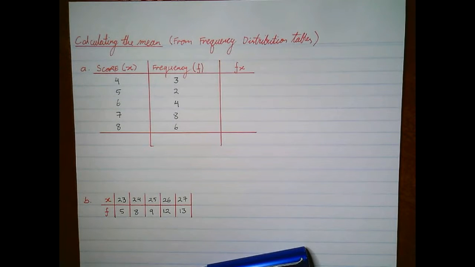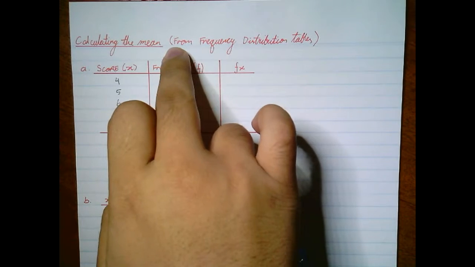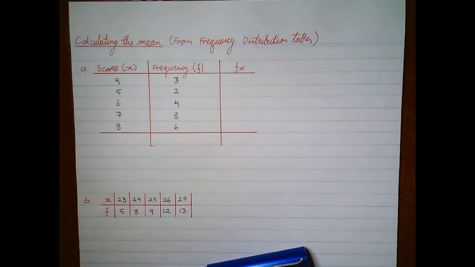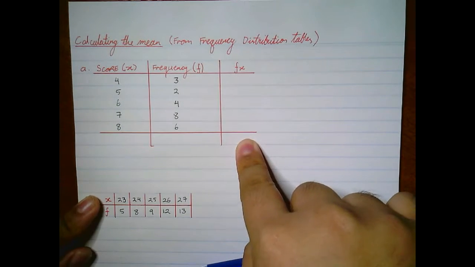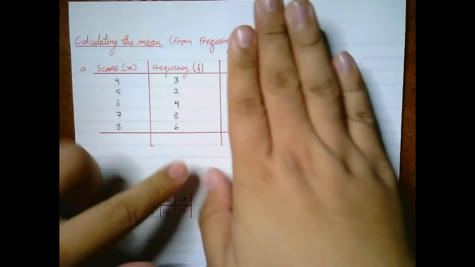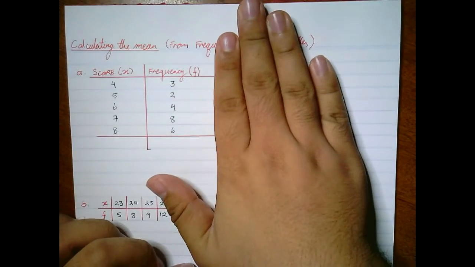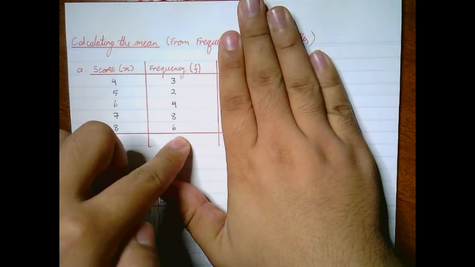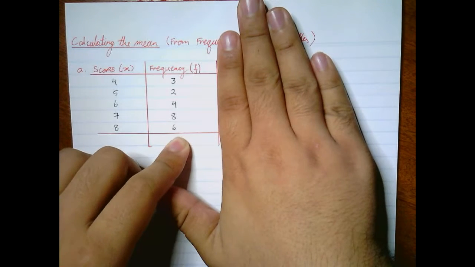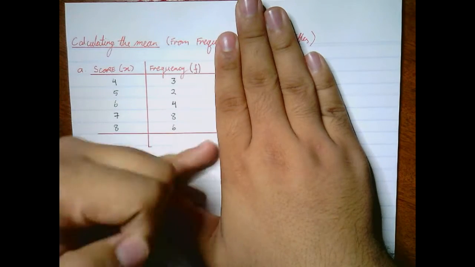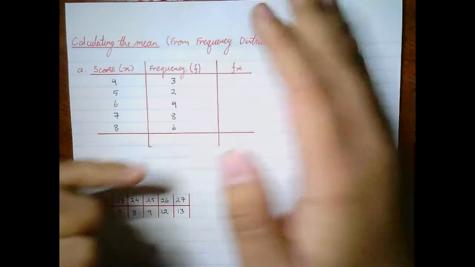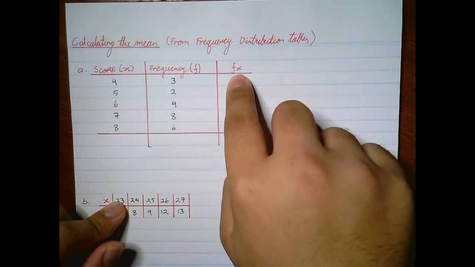Hello class, this is a video tutorial on calculating the mean, but it's going to be from a frequency distribution table. As you can already see, there's a little bit extra to what you'd normally see on a frequency distribution table. So normally it's just this here, isn't it? With a total at the bottom. In order to help us calculate the mean, you can extend a frequency distribution table with an fx column.